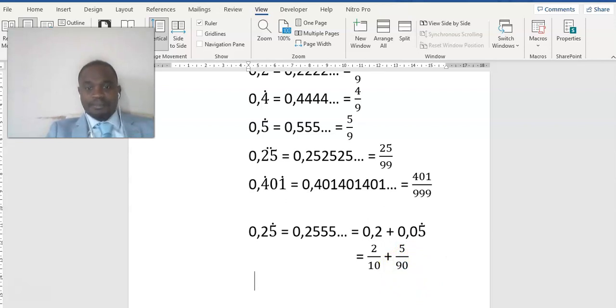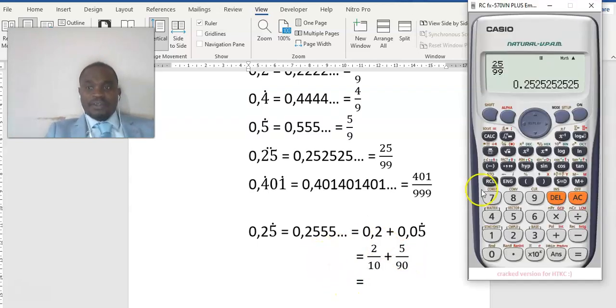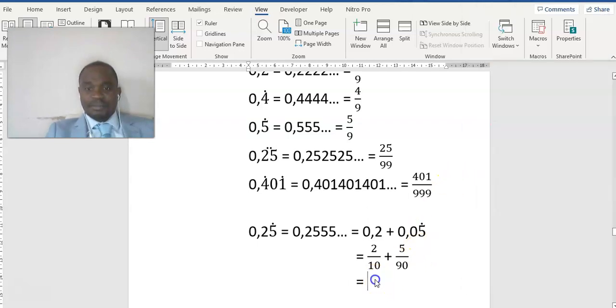That's another way of also solving this one, but I'm only showing you this one. All right. Okay, so you can use your calculator. We have our 2, we have the 10, plus 5 over 90. What does it give you? 23 over 90.